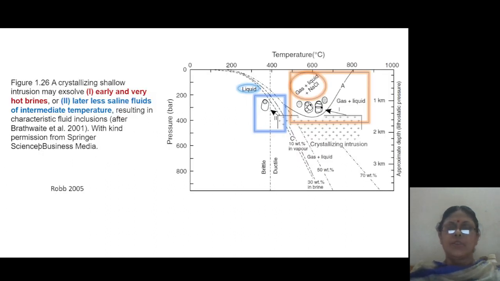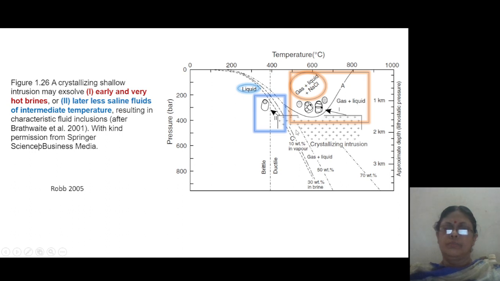Now let's try to understand this figure. Here you can see temperature on one axis, and pressure on the other axis, and from top to bottom as you go down, pressure, meaning depth, increases. This dotted line represents, on the lower temperature side, brittle deformation, and on the higher temperature side, ductile deformation.